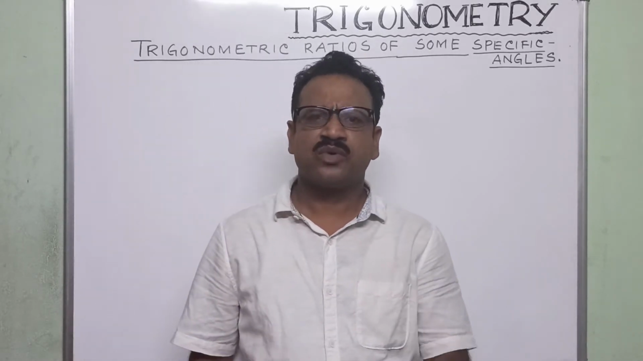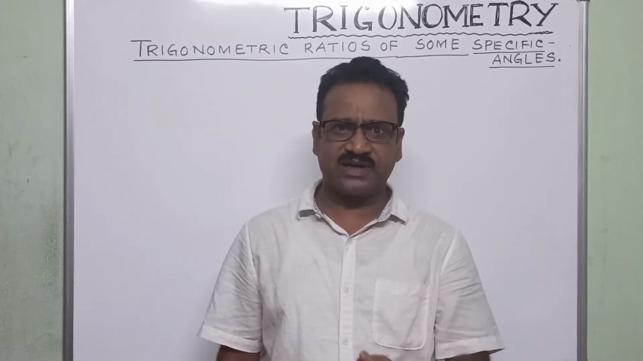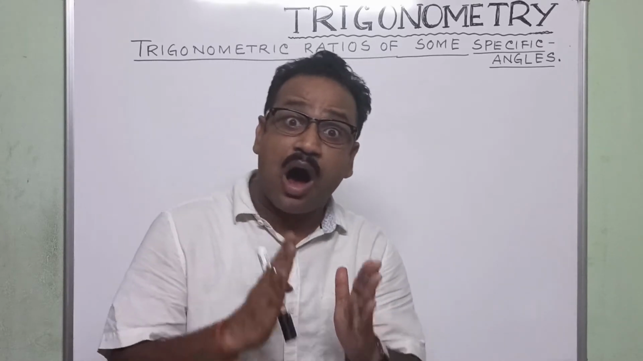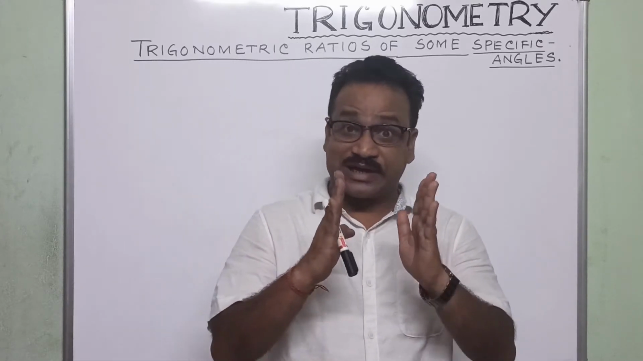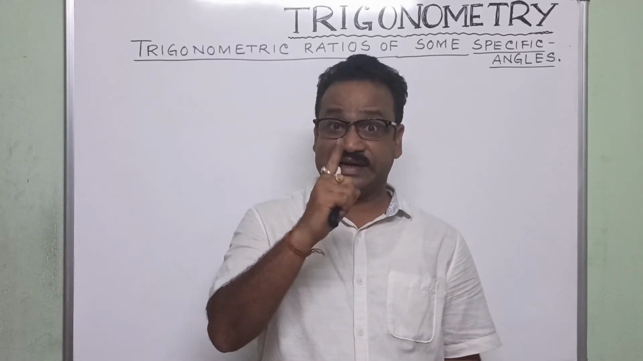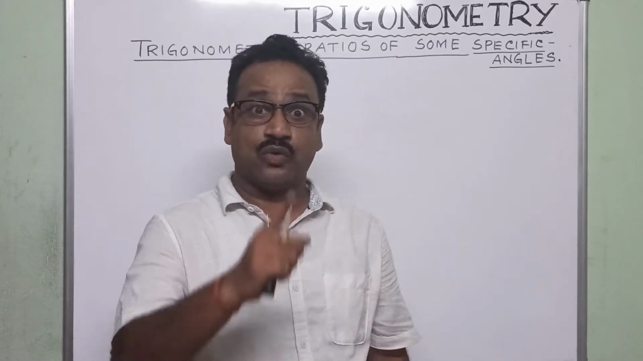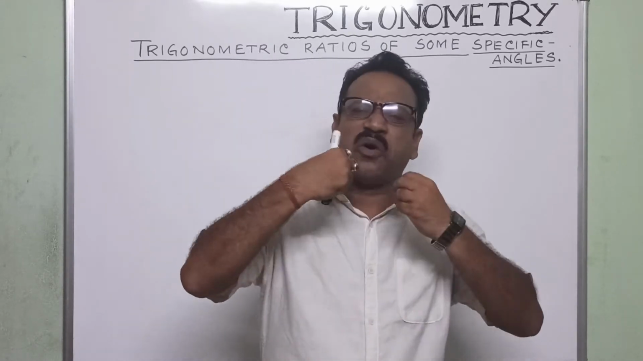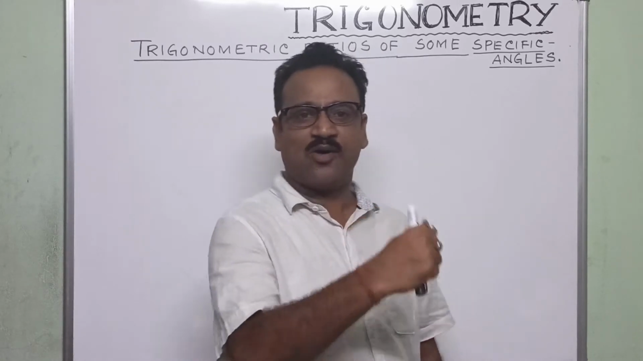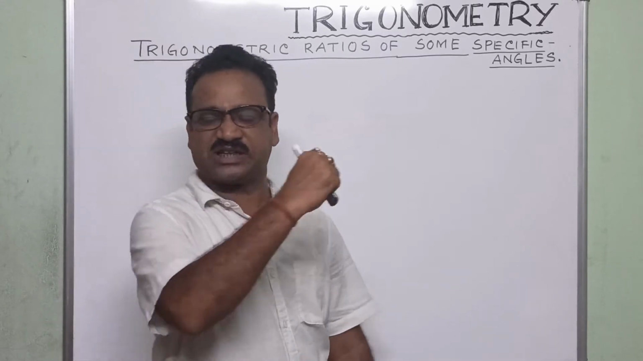Which are the specific angles? 0 degree, 30 degree, 45 degree, 60 degree and 90 degree. So how will we find them? I will tell you one by one, and watch the video till the end, because I'll tell you the trick which will help you find all the angles within a glimpse of a second. So now let us start with the trigonometric ratios of some specific angles.